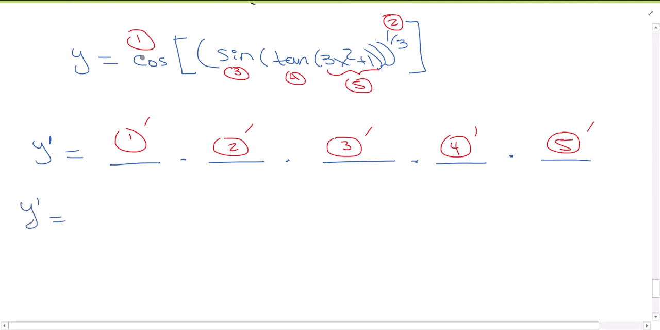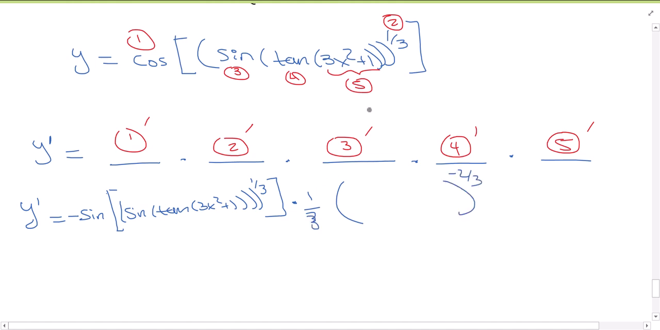So y prime, the derivative of cosine, what's the derivative of cosine? Is negative sine of the stuff left alone. So in here, right, I'm going to write what I had on the inside there. So sine of all of these. So sine of tangent of 3x squared plus 1 to the 1/3, times then the derivative of the next function, so it'll be the 1/3. So 1/3 stuff to the negative 2/3. And what's going to be on the inside is the inside of the cube root function. So sine of tangent of 3x squared plus 1. And then times, so that was the derivative of cosine, the derivative of the 1/3.